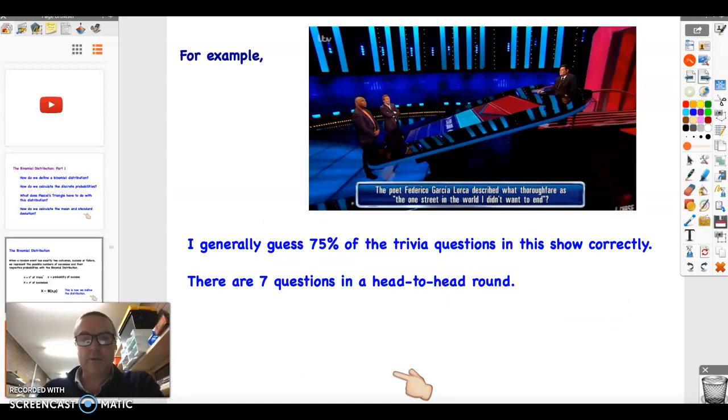So just for a particular example, I'm using the TV show The Chase. In The Chase, there's one particular round where you go head to head with the genius. And so let's say, just hypothetically, that I generally guess 75% of the trivia questions in this show correctly. So I have a 75% success rate. In every head-to-head round, there are 7 questions. So this is a situation where we could use a binomial distribution.